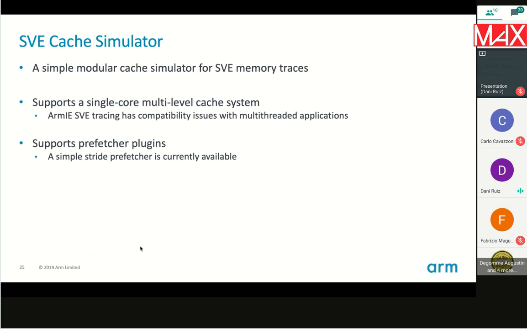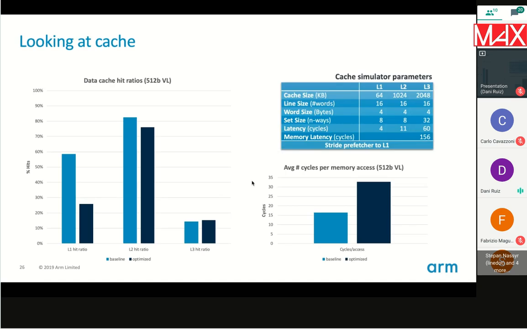So we built a really, really simple cache simulator in-house to study these memory traces. It supports only single core and several levels of cache, but we don't support multi-threading. And we also added support for prefetcher plugins to the cache simulator. Right now, the simplest stride prefetcher is all we have. This is an in-house simulator that you can basically write during an afternoon. It's not such a complex simulator. And then you can add some parameters like cache size, and so on.